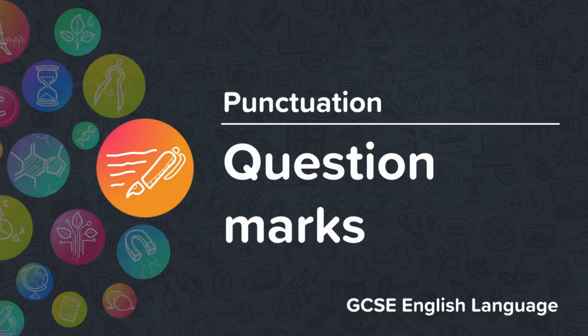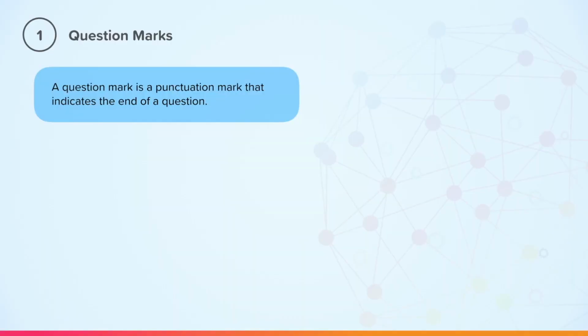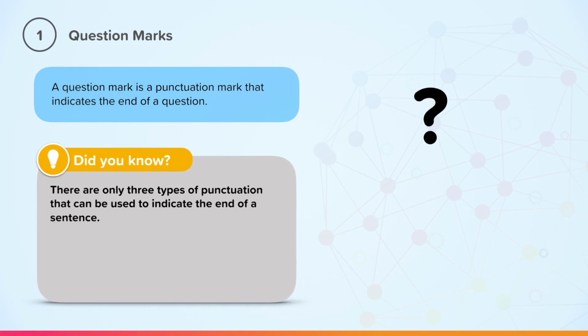Question marks. This nugget will focus on your use of question marks and how to use them accurately in your writing. A question mark is a type of punctuation that indicates the end of a question. There are only 3 types of punctuation that can be used to indicate the end of a sentence. These are a full stop, a question mark, and an exclamation mark.